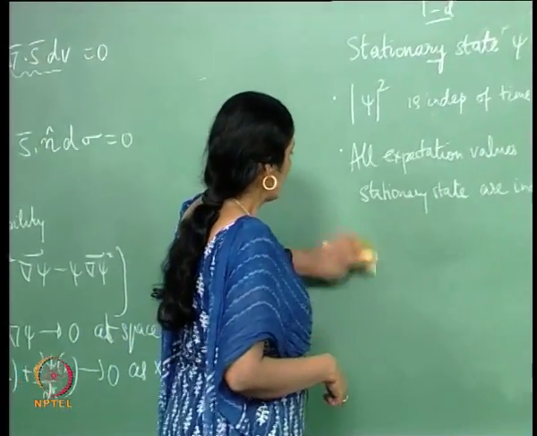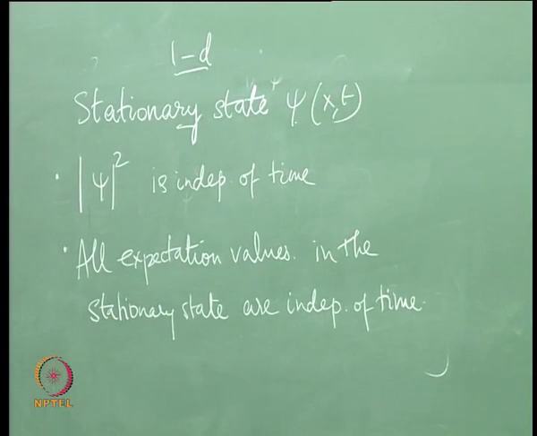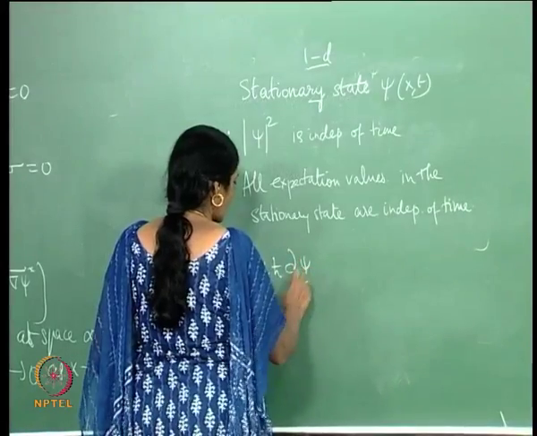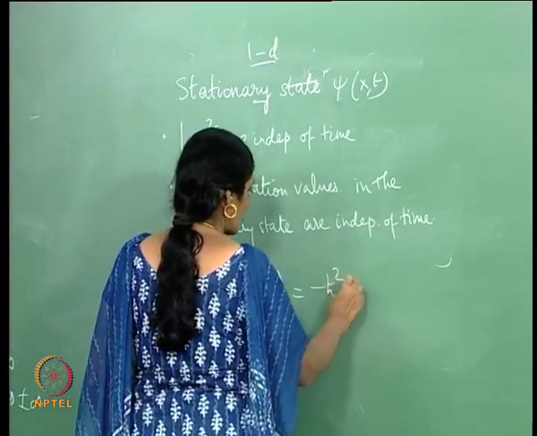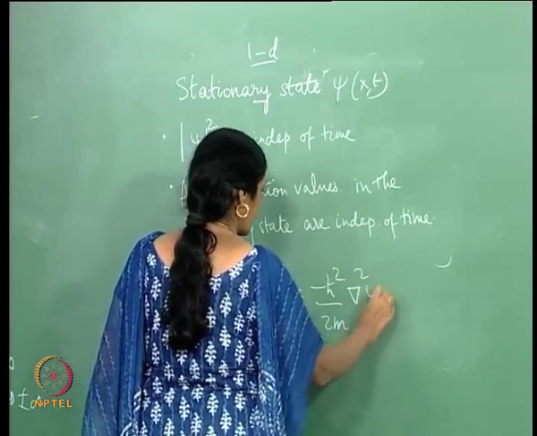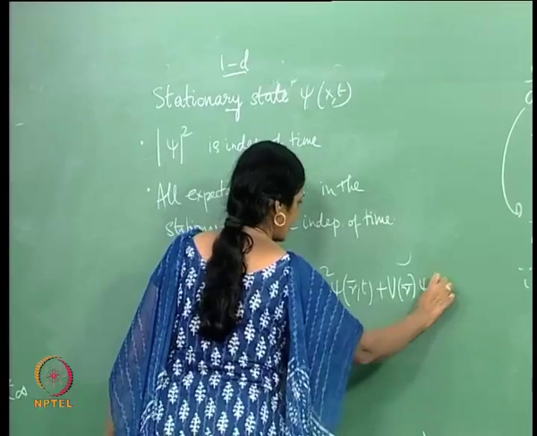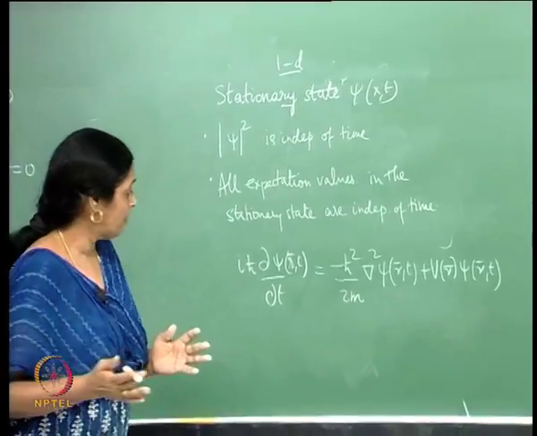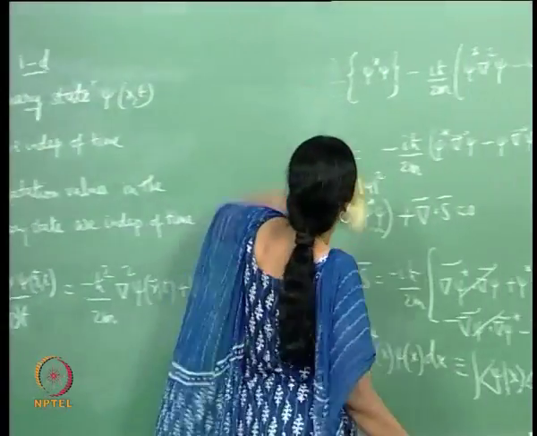Now, given this, I want to find out how exactly I get stationary states of the system when the potential is time independent. So let us look at the equation iħ ∂ψ/∂t. Let us start with 3 dimensions. It is minus ħ squared by 2m del squared ψ(r,t) plus V(r) ψ(r,t). Let us see if it is possible to consistently separate ψ into a space dependent part and a time dependent part.